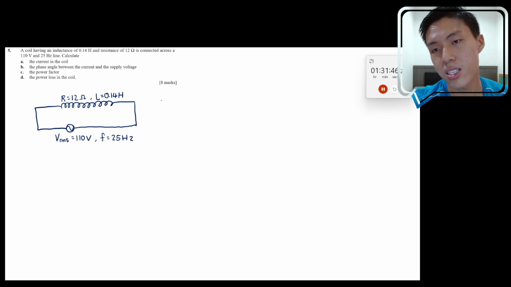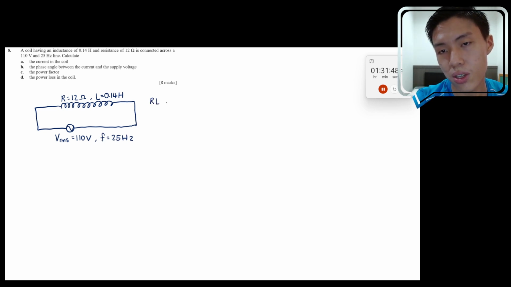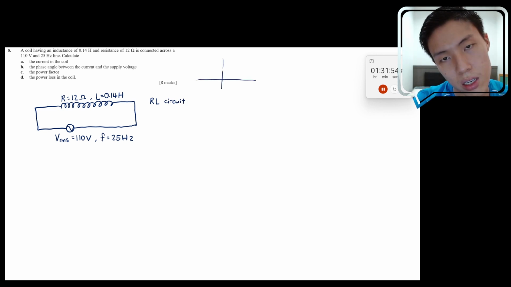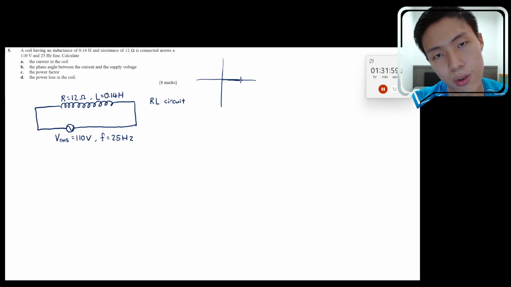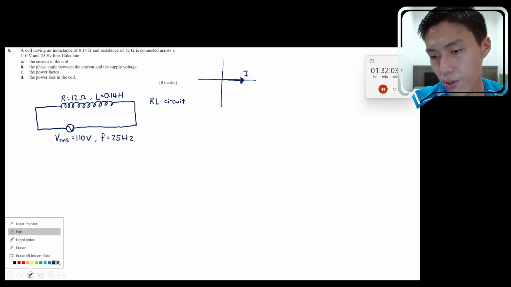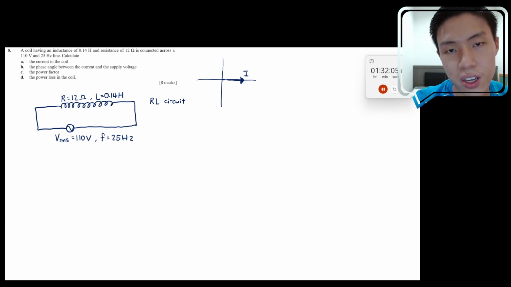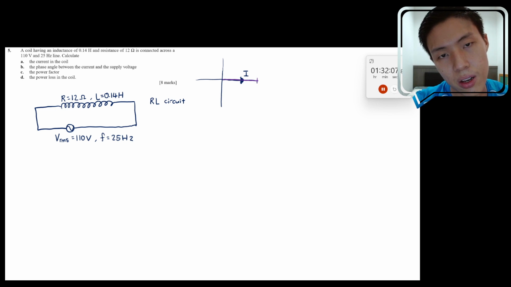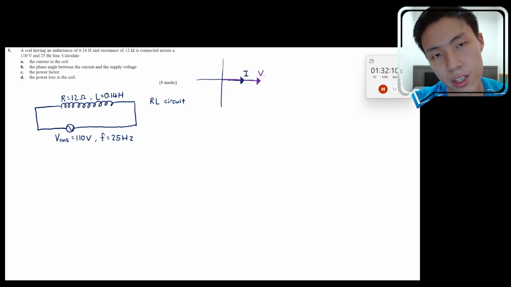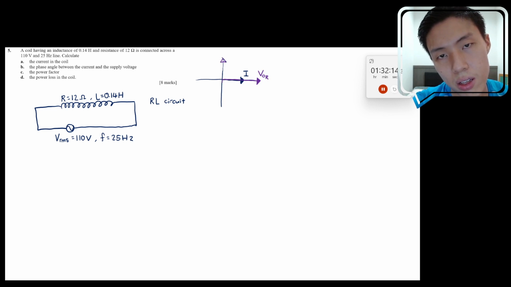So this is an RL circuit. Even though there's only one coil, this is an RL circuit. What I usually do is I will sketch the phasor diagram first. For this situation, because it's RL, if your current is pointing in this direction, what else do you have? You have your V across R, V across the resistance, pointing in this direction, and you have your V across L pointing in this direction.